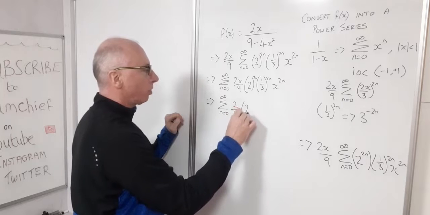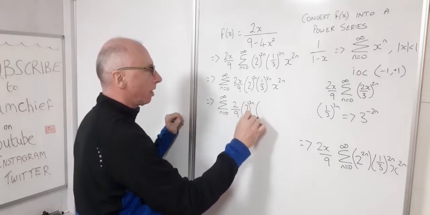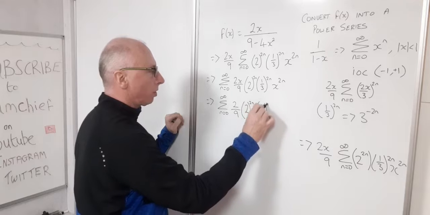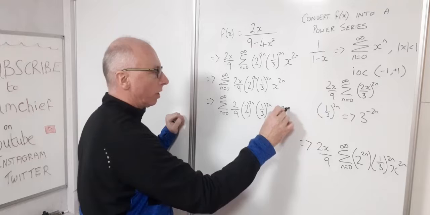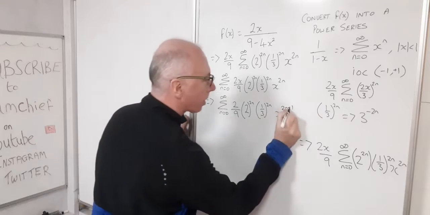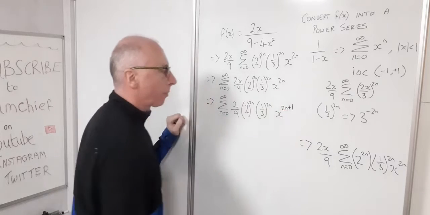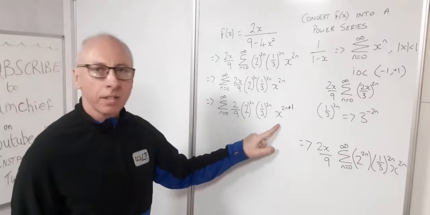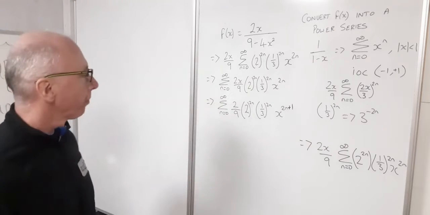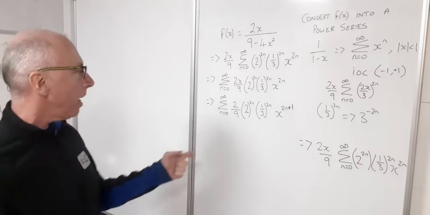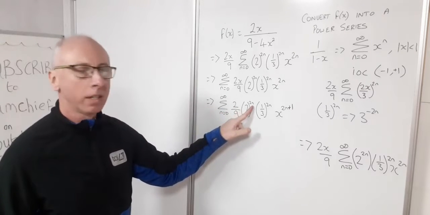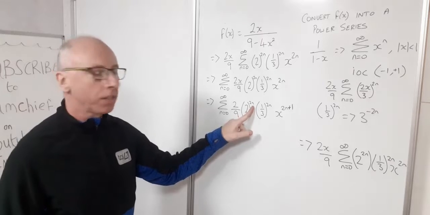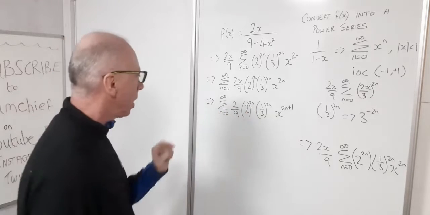Now I've got 2 to the 2n, 1/3 to the 2n, and an x to the 2n plus 1. Sometimes it's nice just to break these things apart so you can see each step. Now I've got a 2 here and a 2 here to the power of 2n, so I can take care of that. Let me do that one step at a time.